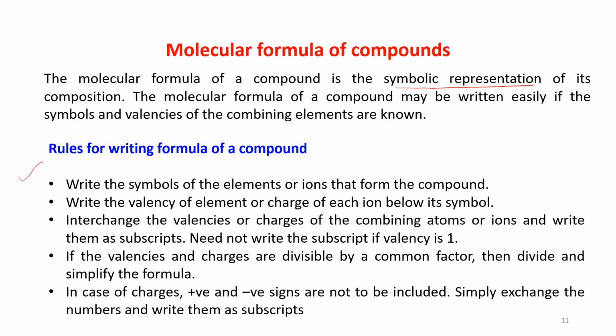First, you have to write the symbol of the elements or ions that form the compound. Write the valency of element or charge of each ion below its symbol. Interchange the valencies or charges of the combining atoms or ions and write them as subscripts. Need not write the subscript if the valency is 1. If the valencies or charges are divisible by a common factor, then divide and simplify the formula.